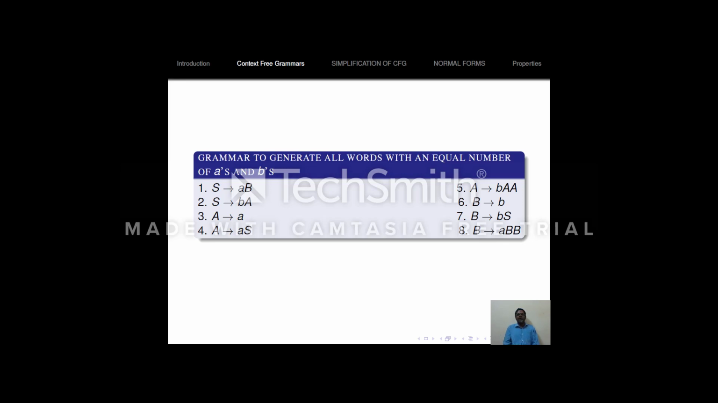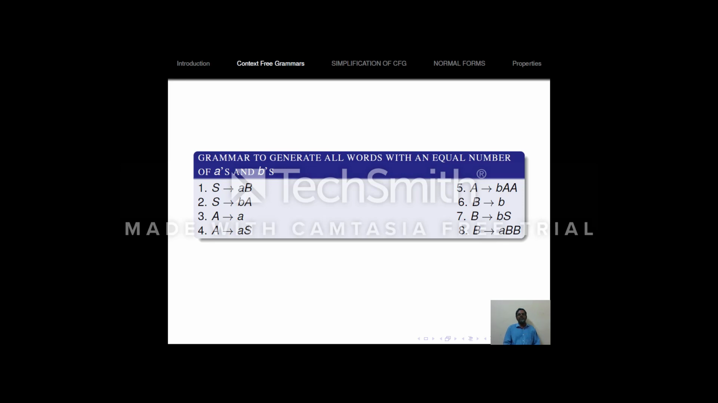and rule number 4 and rule number 7 produce, if A is there, it will produce one A and keep S in the production. And rule number 5 and 8 does what? If you apply the rule number 2 first, S goes to B capital A, and after that, after B again another B can come. Then in that case I have to go for rule number 5.